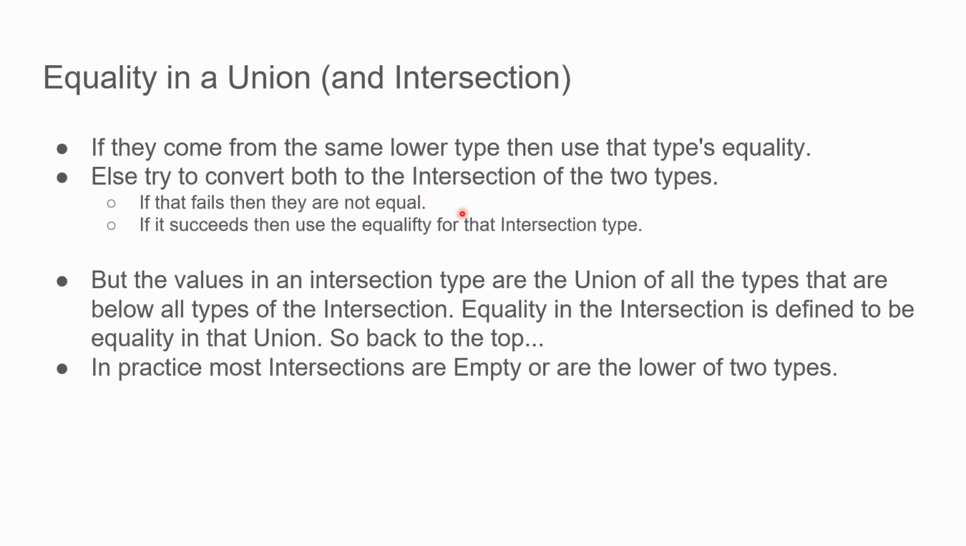But if we succeed in getting them down to the intersection of two types, then we can use the equality for that intersection type. But the trouble is, the values of the intersection type, as we just mentioned before, is the union of all the types that are below all the types of the intersection. And equality of the intersection is defined to be the equality in that union. So we actually go back to the top. But infinite regress is not possible because we only have a finite number of is-a declarations. Most intersections are empty or the lower of two types, so there's no big deal.